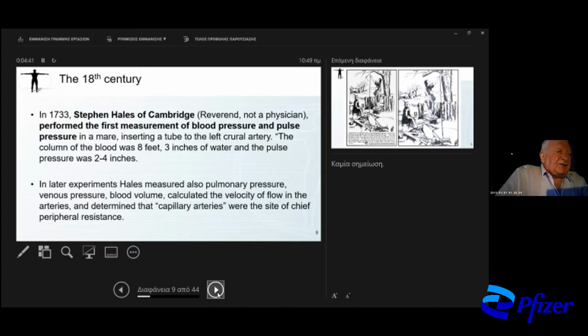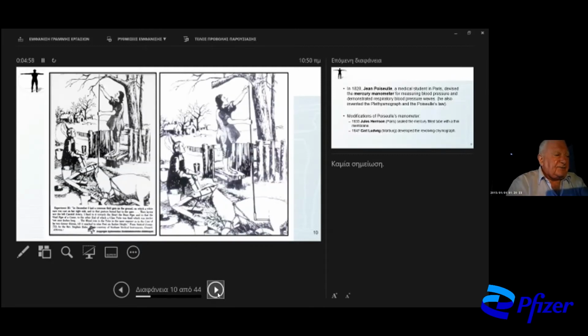In later experiments, he also measured pulmonary pressure, venous pressure, and blood volume, calculated the velocity of flow in the arteries, and determined that capillary arteries were the site of chief peripheral resistance. Here are drawings published at that time showing how he did the experiment. On the right, you see the crural artery measurement. On the left, carotid artery pressure measurement.